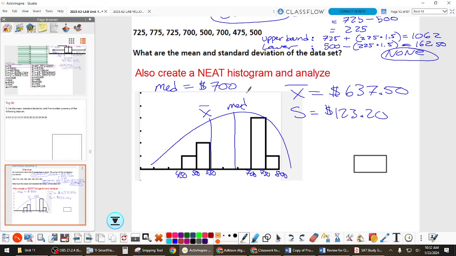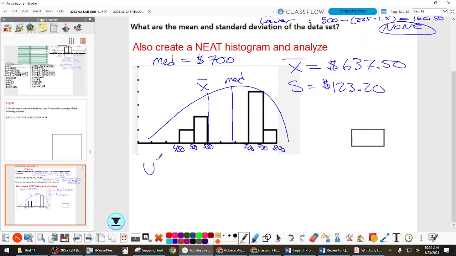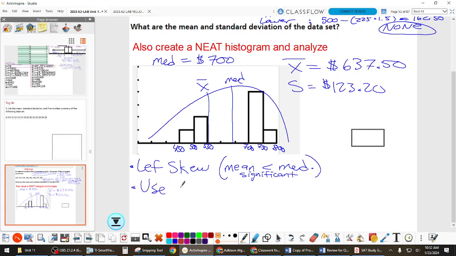So, again, going back to what Cynthia said, we would want to use, let me write left skew first. Left skew, mean is less than median, significantly, all right, I'll just say significant. So that tells us to use the median and IQR for reporting.